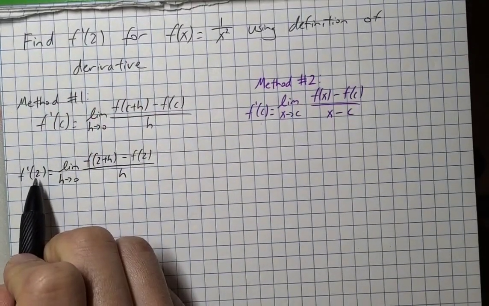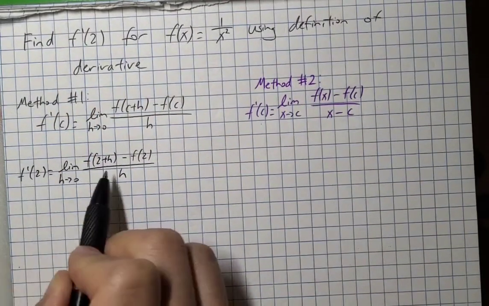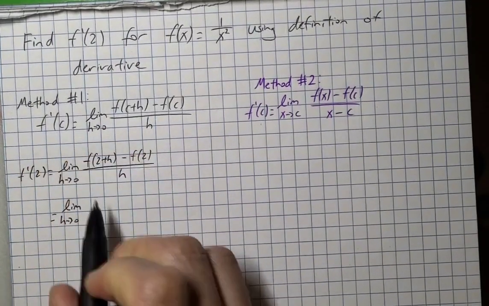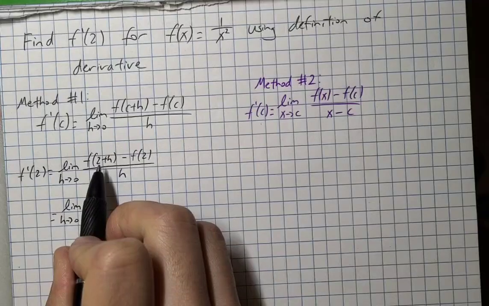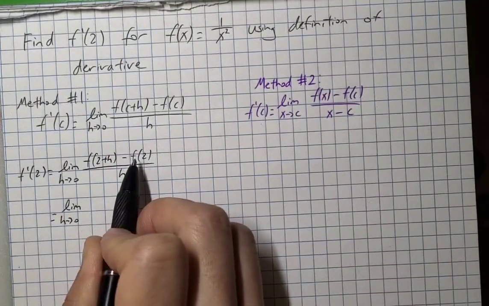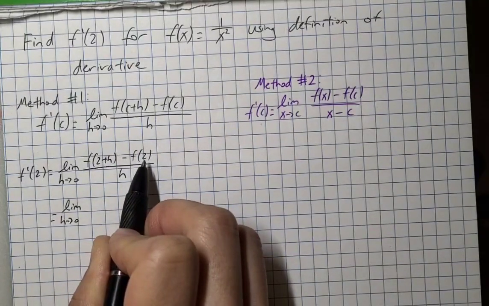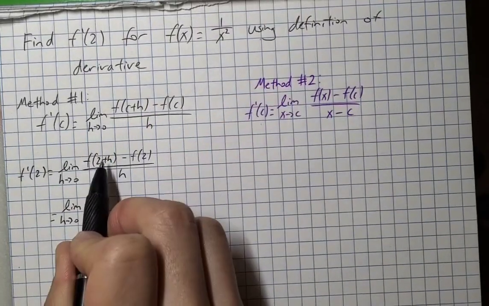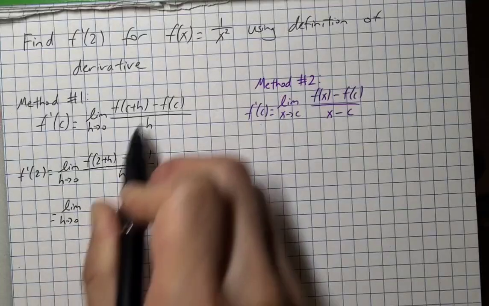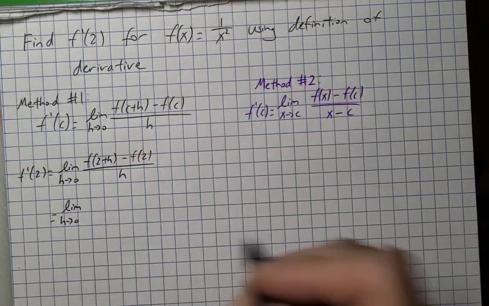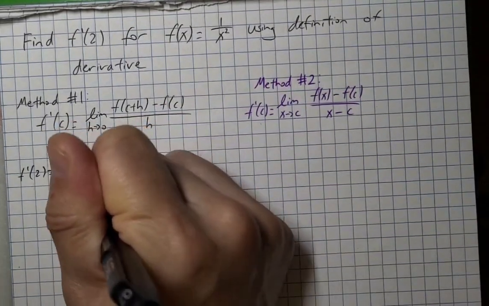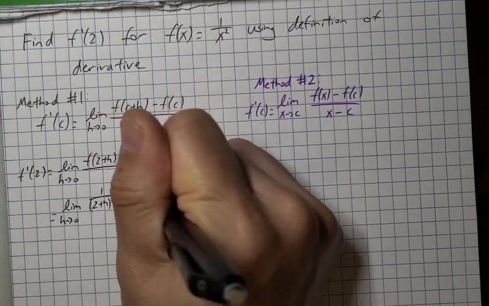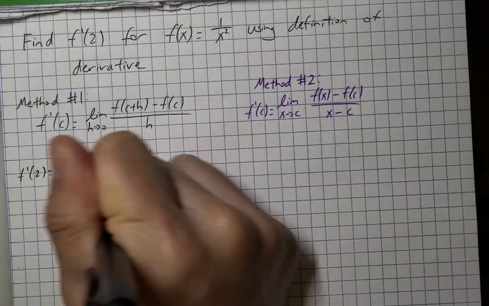My c is 2. I want the derivative at x equals 2. Okay, equals limit as h approaches 0. What's f of 2 plus h? This is where most students have trouble as well. Well, first of all, how do we get f of 2? We plug in x equals 2 into our function over here. Well, if it's 2 plus h, we just plug in x as 2 plus h. No difference. So it'll be 1 over 2 plus h quantity squared minus 1 over 2 squared, all over h.